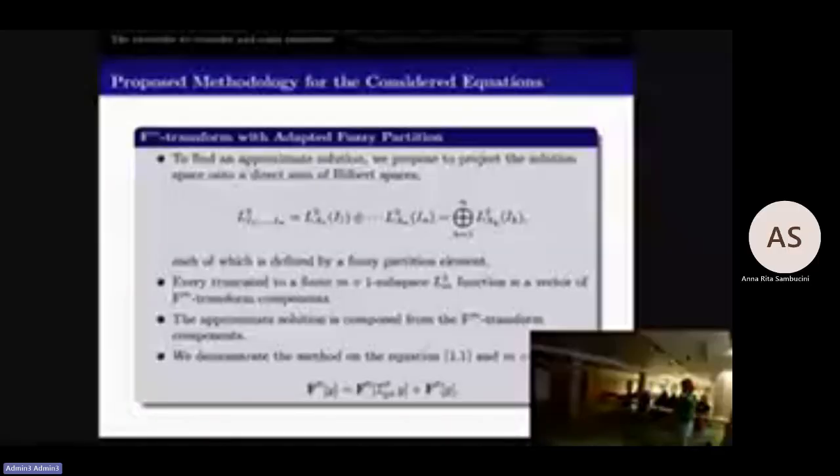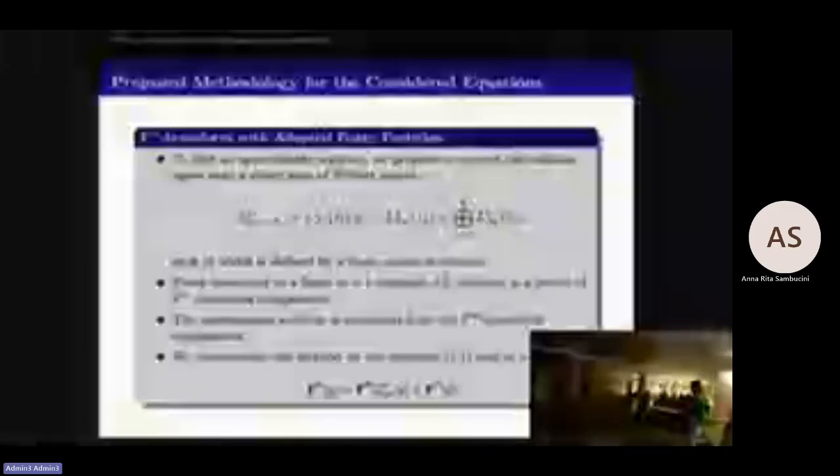So here I will explain some details of our approach. First of all, we, sorry, I again pressed something, so we are here.